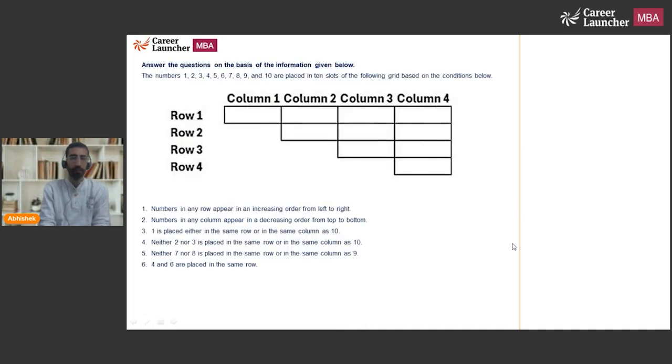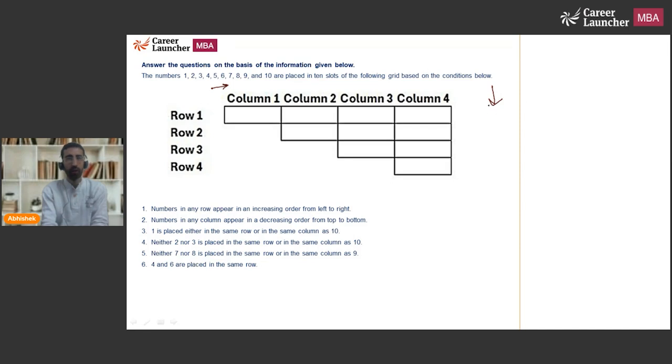Good. Last set. What does the last set say? The last set says that there are 10 numbers placed in 10 slots, and numbers in a row appear in increasing order from left to right. You can pause the video and read it if you haven't solved this yet. So numbers appear in increasing order from left to right, and then decreasing order from top to bottom. Super. Now, that's very interesting.